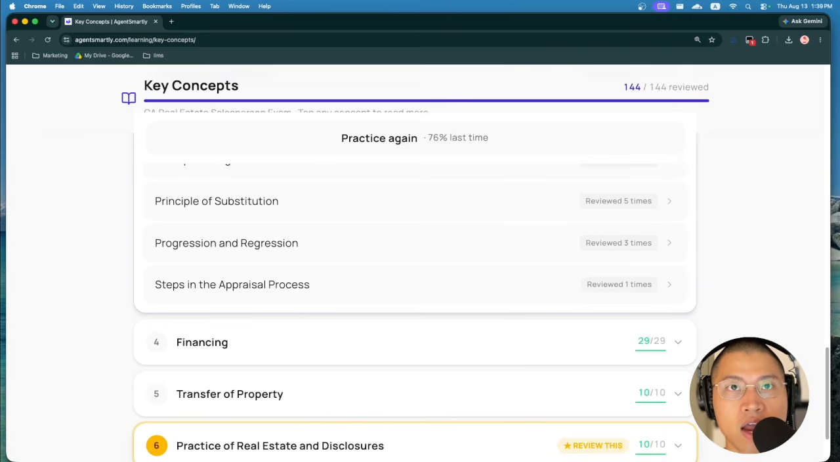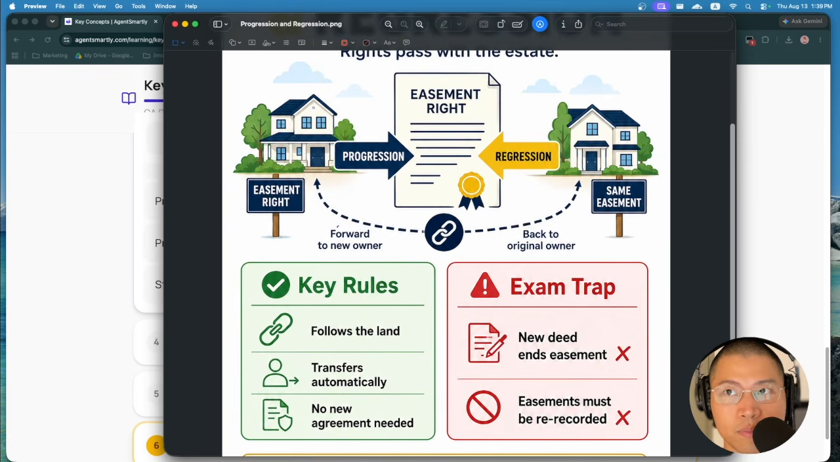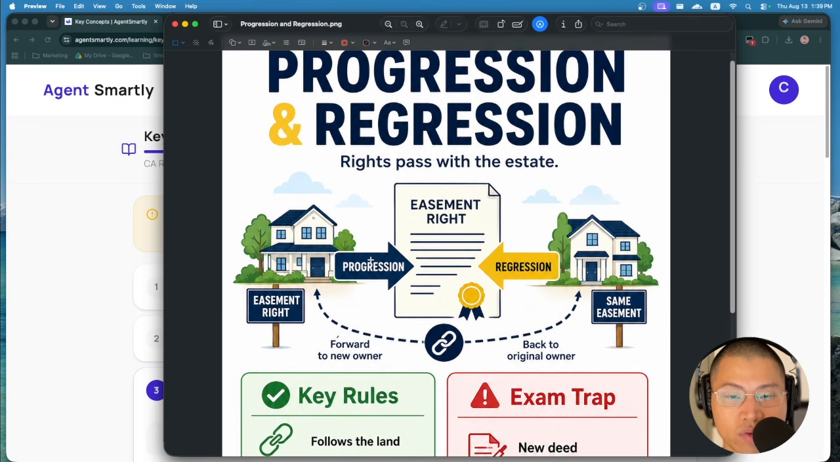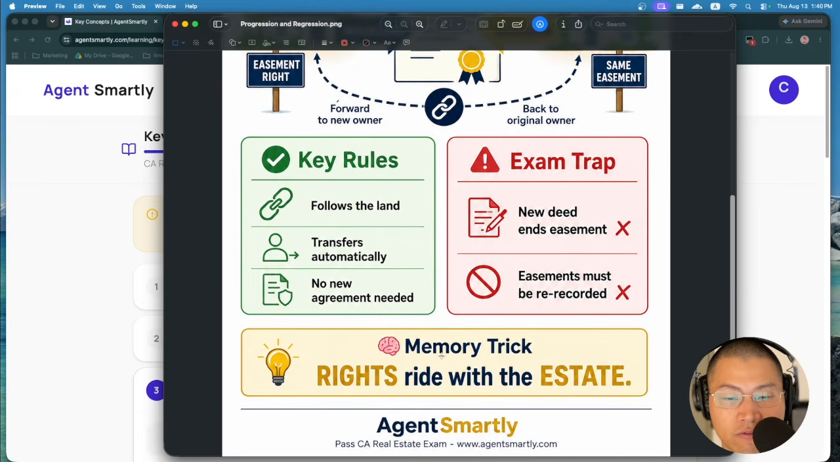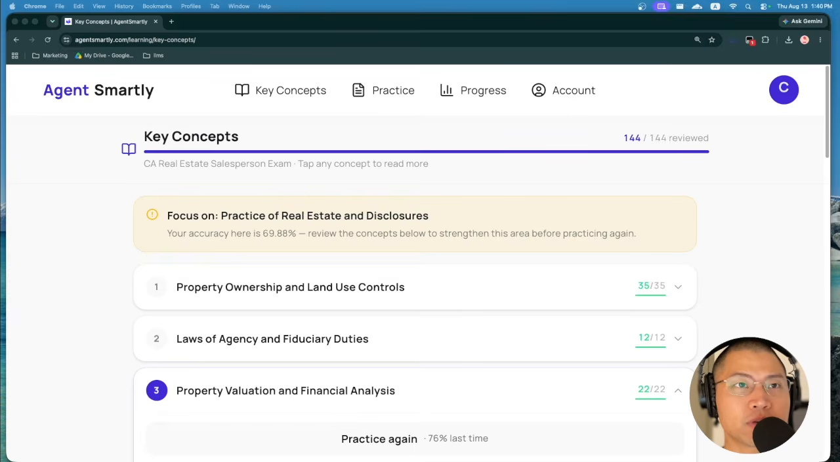I also made an infographic for this key concept as well. So as you can see, I hope you guys can see that clearly now. So progression, regression, right, as they apply to real estate. So once again, you see the property, right? For the memory trick, just remember, okay? The area and your neighborhood impact the value of your own property. So that's pretty much this key concept.